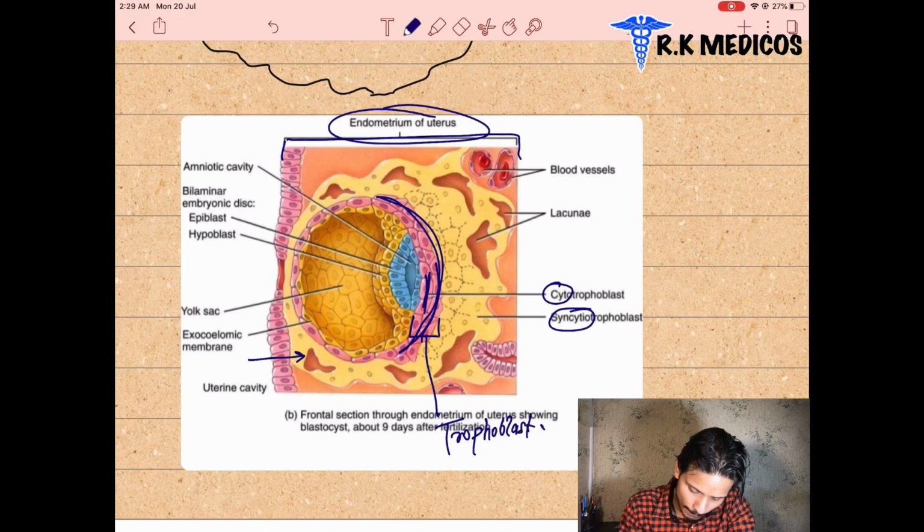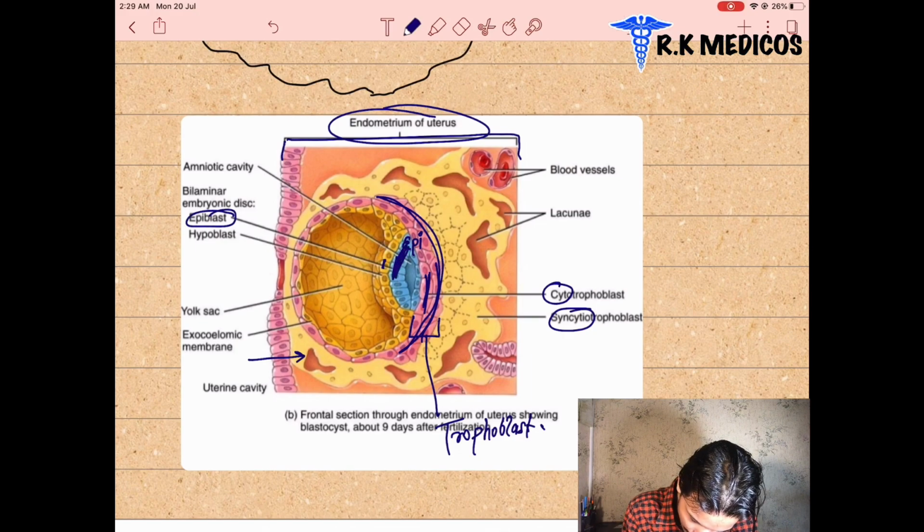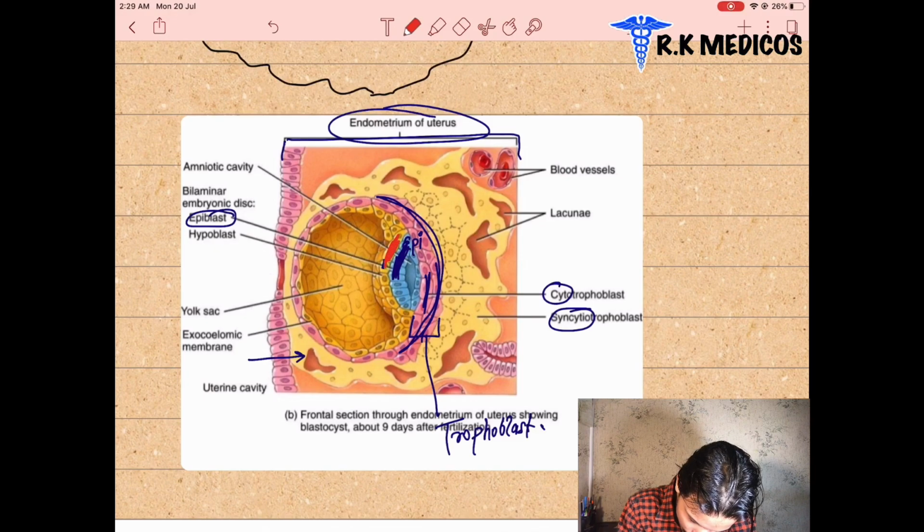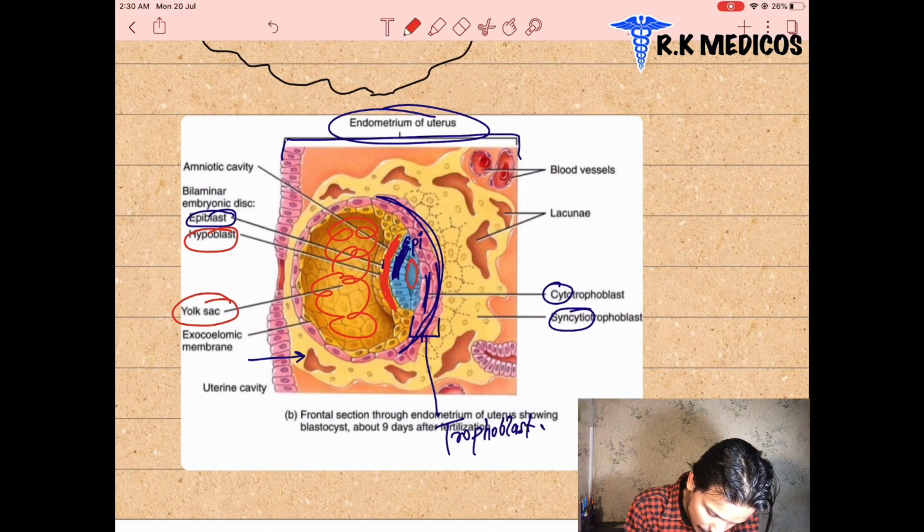Next we can see, which part is this? This is the epiblast, and this is the hypoblast. So the epiblast is here, and this part is basically the hypoblast. And what is this cavity? This cavity is the yolk sac. And this cavity is the amniotic cavity.